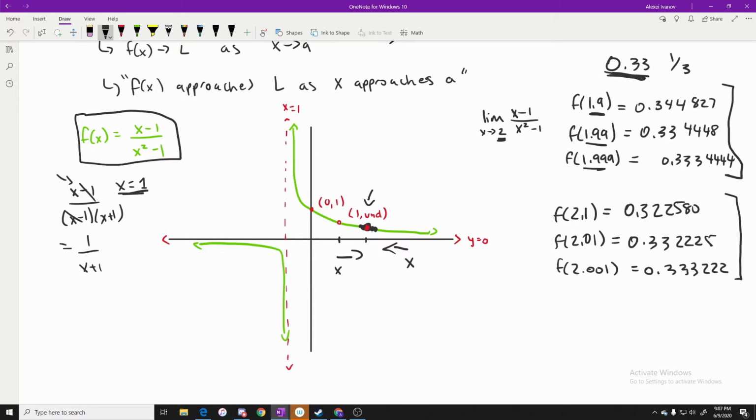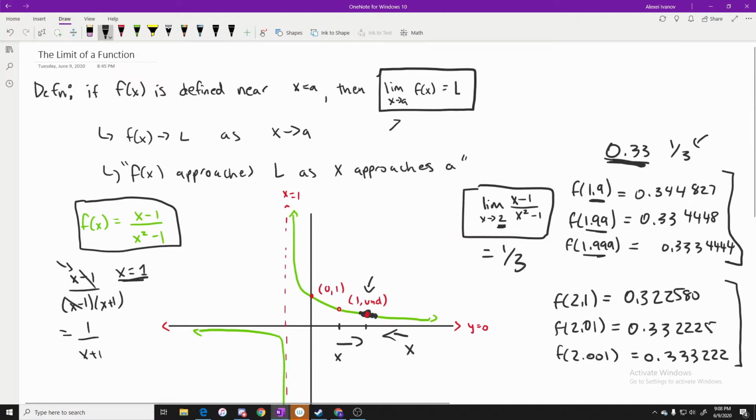Now again, we can see the same pattern occurring, and it's that this value seems to be approaching 0.33, or maybe even 1/3. So we can conclude that this limit right here is likely to equal 1/3. Now going back to the definition of a limit, it's important to note the way it was worded.